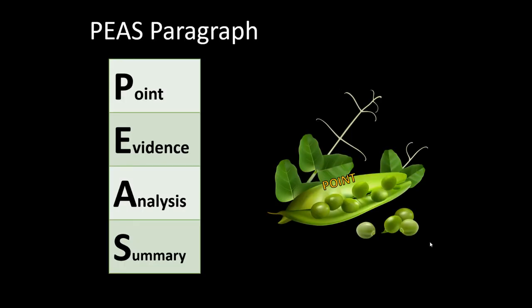So P's paragraph: point, evidence, analysis, summary. The top part of the P shell, that is the point. The summary is the other side of the P pod. Those two parts hold the unit together. And then in the middle, you get evidence and analysis. And together, they make a strong body paragraph.